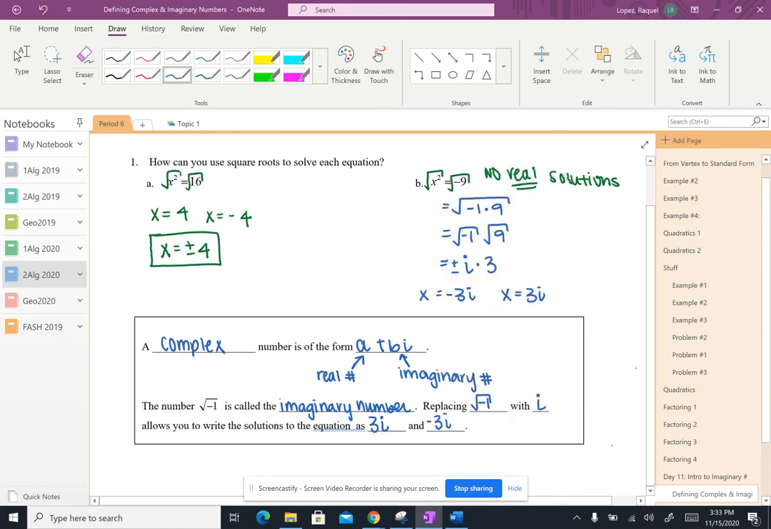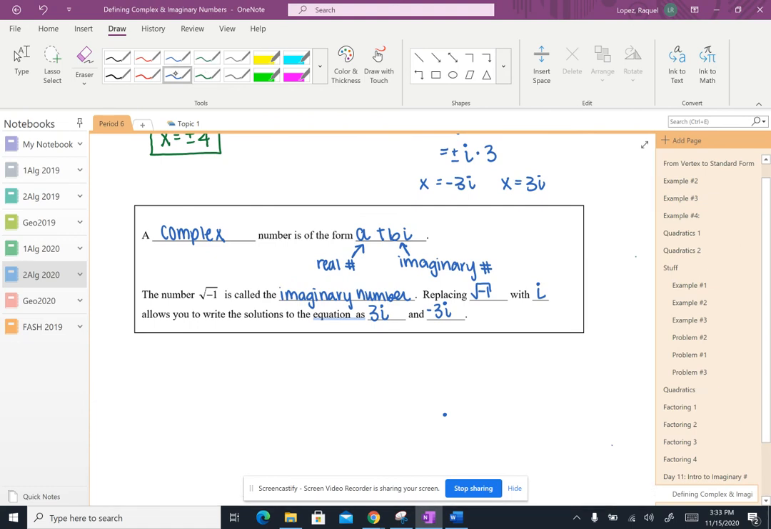Okay, so once again, imaginary numbers were created to help us take the square root of negative numbers and find complex solutions to problems like in 1B. Let's do some practice together as a class. So on your own, give me the solutions to x squared equals negative 36. And then come back to class and we'll discuss the answer.